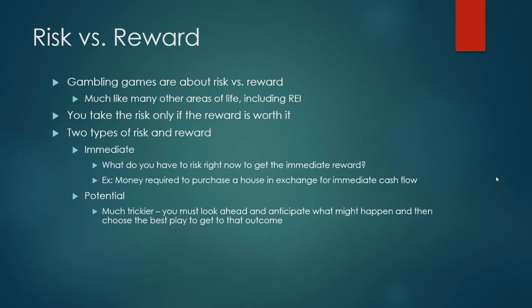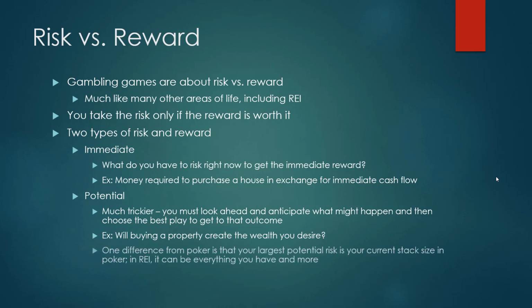You have to look ahead and basically anticipate, hey, what's going to happen and how am I going to handle that? And then somehow choose the best play to get the outcome that you want. Example here, will buying a certain property get you to your cash flow goal or get you to the wealth goal that you have, right? How do you know that? You don't know what the future holds, right? You have to actually kind of predict it and try and figure it out.